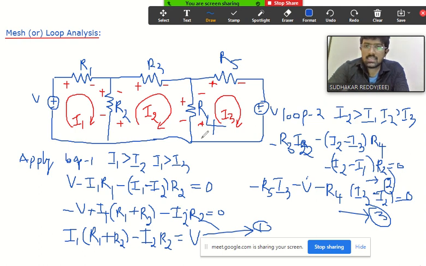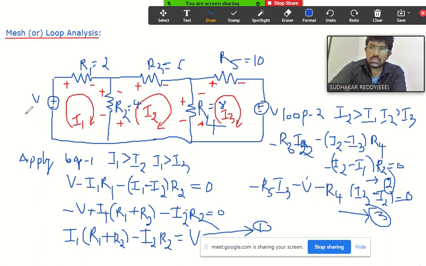Now if we consider a general network, first of all consider R1 equals 2, R2 equals 4, R3 equals 6, R4 equals 8, and R5 equals 10. Consider this voltage as 10 volts and this voltage as 20 volts. If you consider the values like this, in total how many equations did we get? 3 equations. Yes or no?